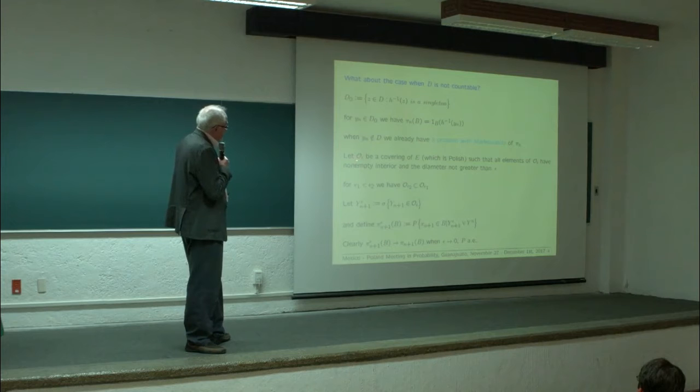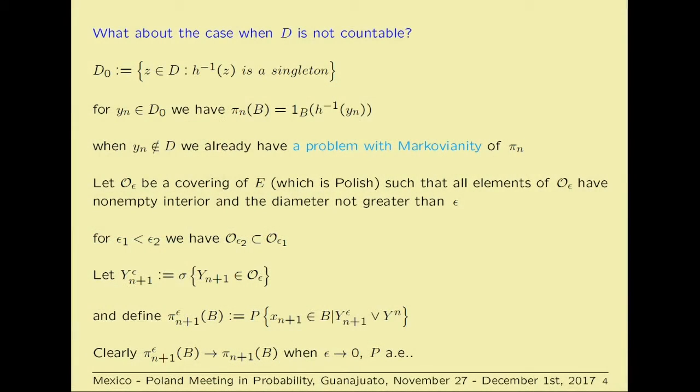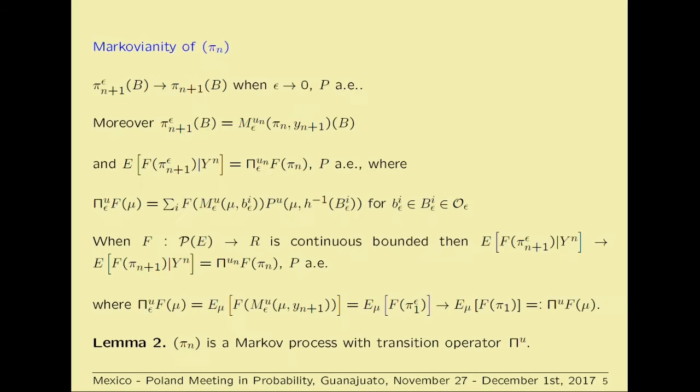But when we assume a sequence of coverings of the state space with diameter not greater than epsilon, such that for epsilon 1 smaller than epsilon 2, the covering for epsilon 1 is contained in that of epsilon 2, then we can have this event for yn plus 1, and define a semi-approximate filter process. One can see that letting epsilon go to 0 as a limit, we obtain the real filtering process with non-degenerate observation. So this fact can be used for each epsilon.